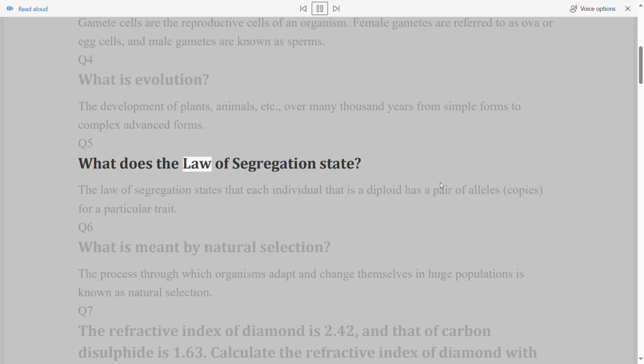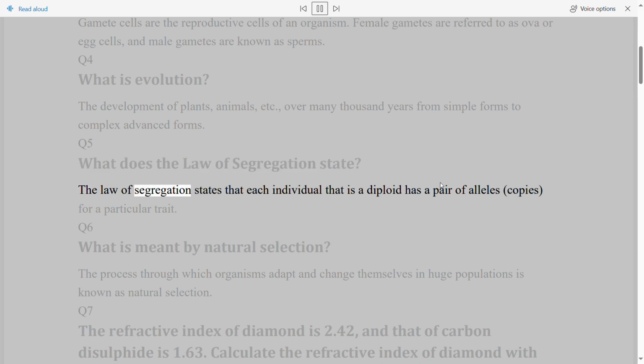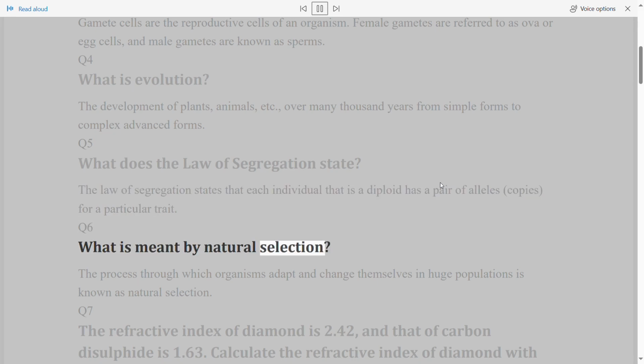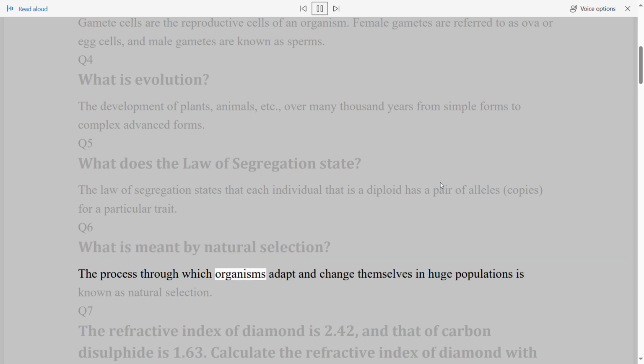Q5. What does the law of segregation state? The law of segregation states that each individual that is a diploid has a pair of alleles, copies, for a particular trait. Q6. What is meant by natural selection? The process through which organisms adapt and change themselves in huge populations is known as natural selection.